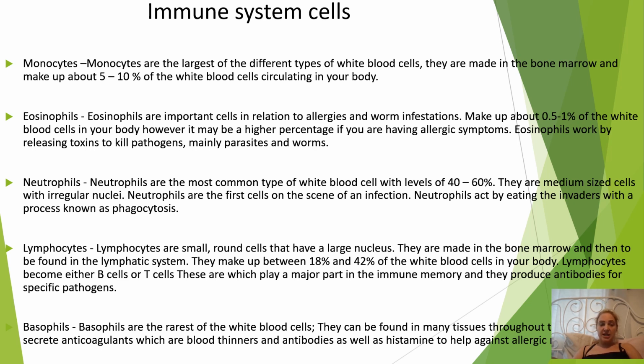Lymphocytes. These are small, round cells which have a large nucleus. They are made in the bone marrow and then found in the lymphatic system. They make up between 18 and 42% of the white blood cells in your body. They are either B cells or T cells, and they play a major part in immune memory. Basophils are the rarest of the white blood cells. They can be found in many tissues throughout the body.